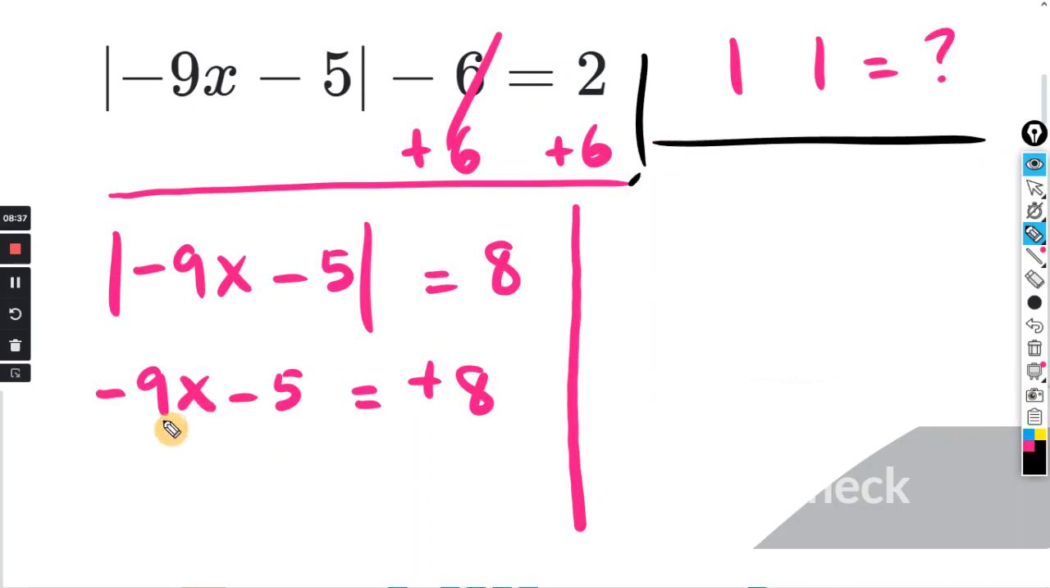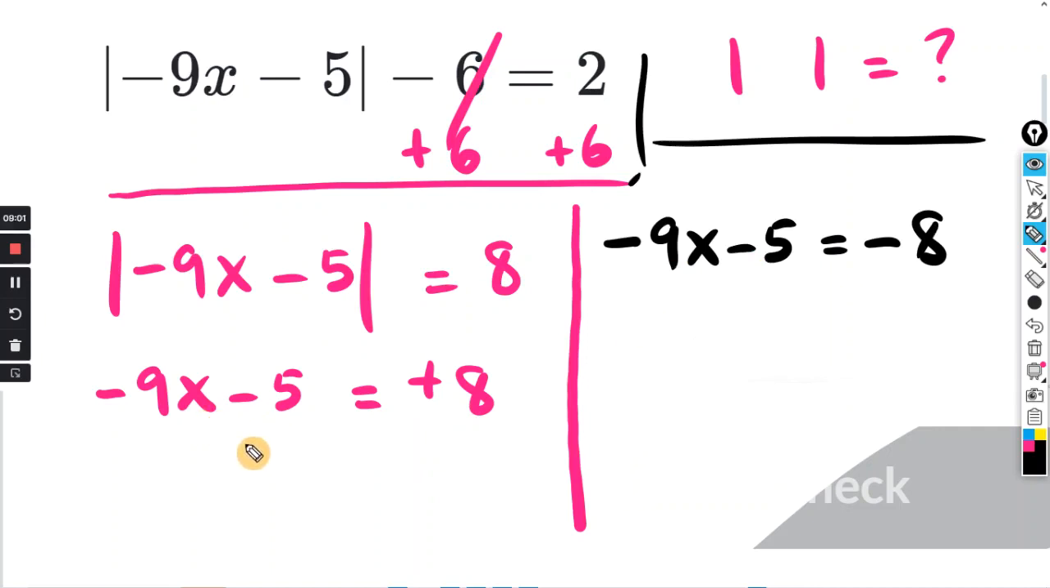So on this side, negative 9x minus 5 equals negative 8. Notice I kept the part inside the absolute value the same. I didn't change that. I changed plus or minus on the other side of the equal sign. So now we have two equations to solve.